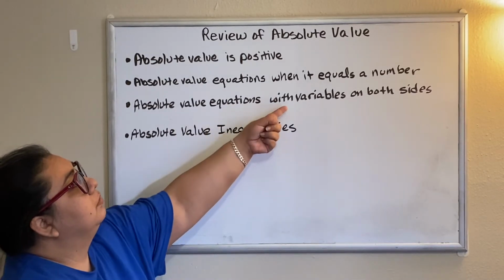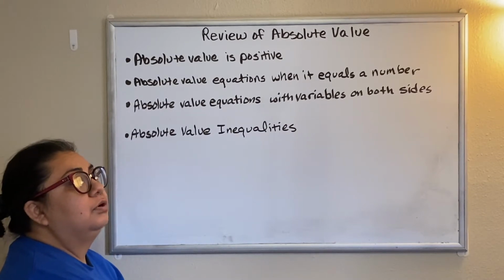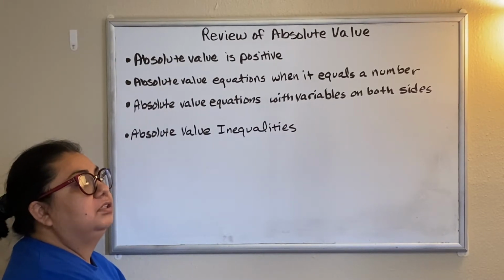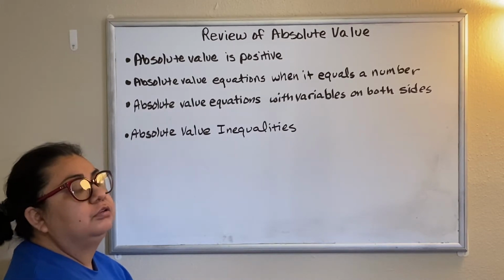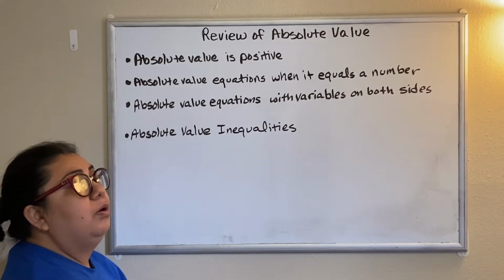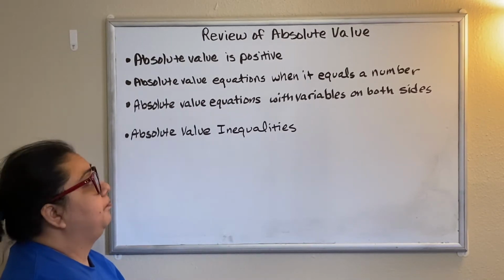When you have variables on both sides, it is possible to have two answers, or it's possible to just have one solution if one of your solutions turns out to be false and one of your solutions turns out to be true, or it's possible to have no solution if both of them are false.